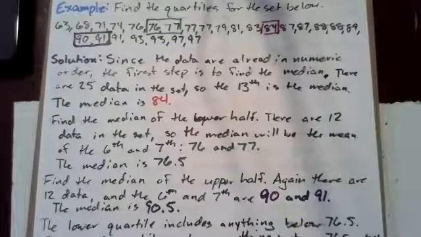We find the median for the lower half. There are 12 data in this set, so the median will be the mean of the 6th and 7th, which are 76 and 77. The median is 76.5. Then we find the median for the upper half. Again, there are 12 data, and the 6th and 7th are 90 and 91, so the median is 90.5.